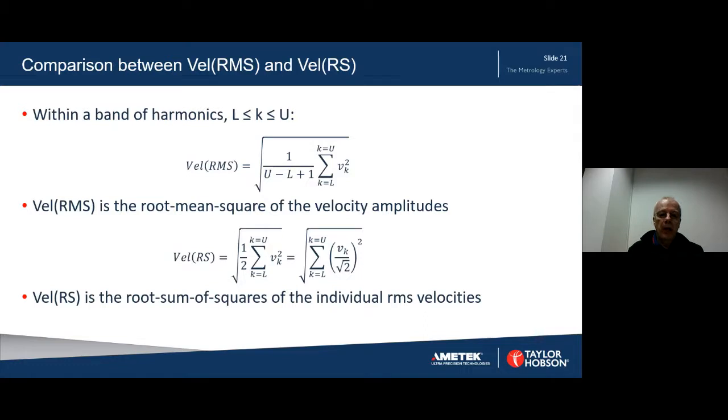If we now look at a band of harmonics ranging from L to U as before, we can compare the results for VEL-RMS and VEL-RS. We can see that VEL-RMS is the root mean square of the velocity amplitudes within the band. And with a little arrangement of the formula for VEL-RS, we can see that VEL-RS is the root sum of squares of the individual RMS velocities.